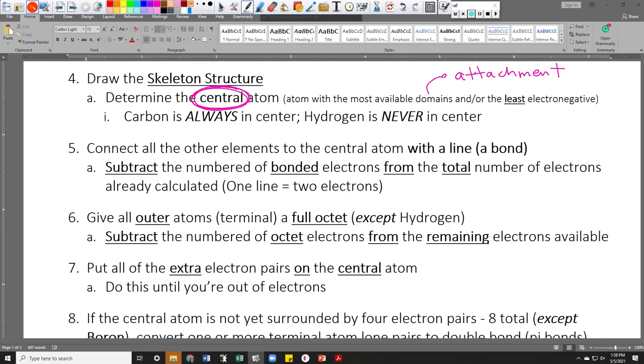So for our molecule, carbon had how many valence electrons? 4. How many does it need? 8. So how many empty spots does it have? 4. So does it have 4 domains? Okay. The other word I want you to highlight or circle is the word most.